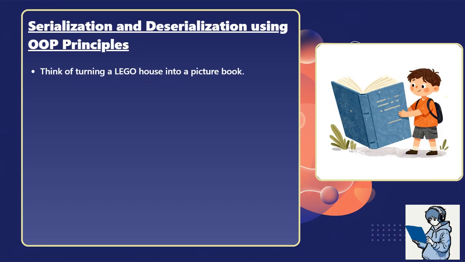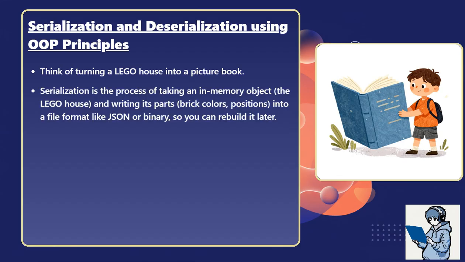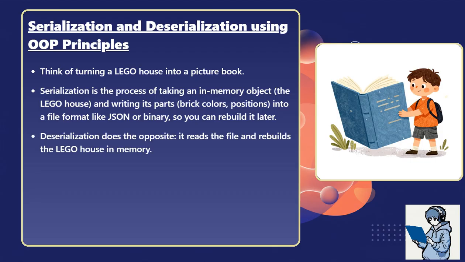Think of turning a Lego house into a picture book. Serialization is the process of taking an in-memory object, the Lego house, and writing its parts, bricks, colors, positions, into a file format like JSON or binary, so you can rebuild it later. Deserialization does the opposite. It reads the file and rebuilds the Lego house in memory.